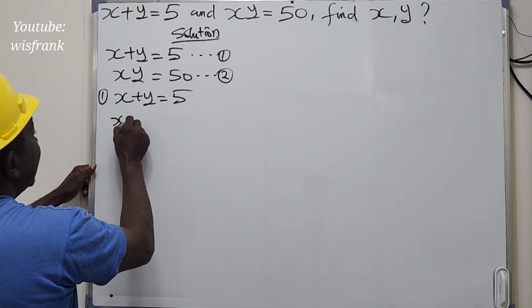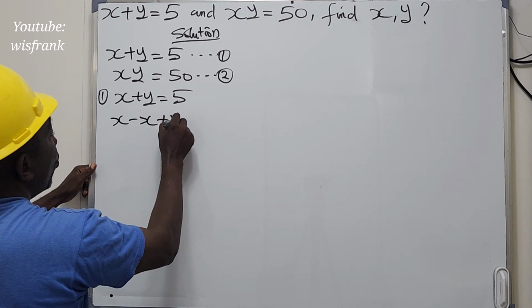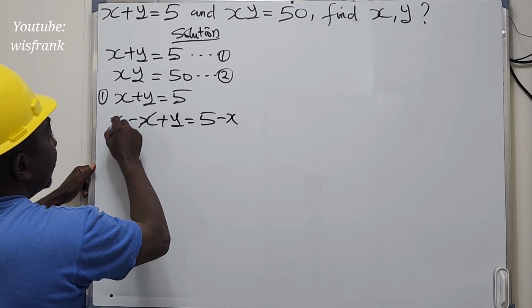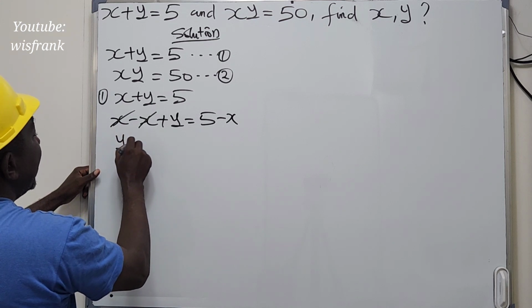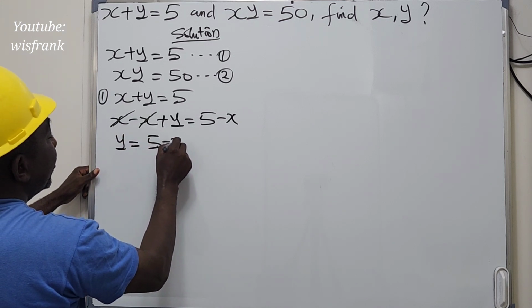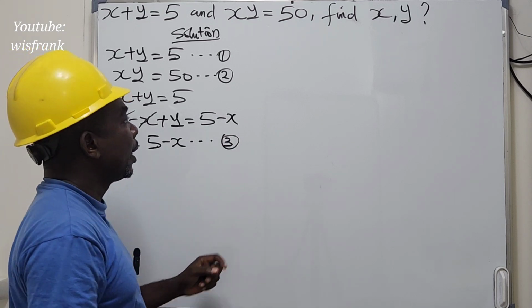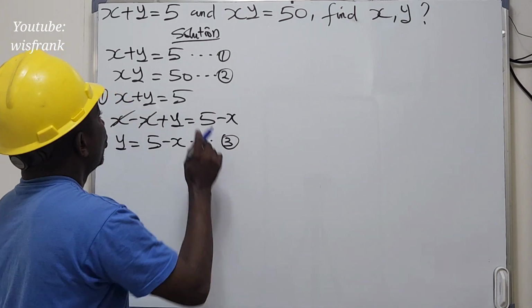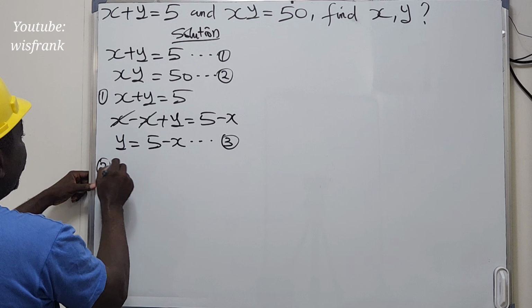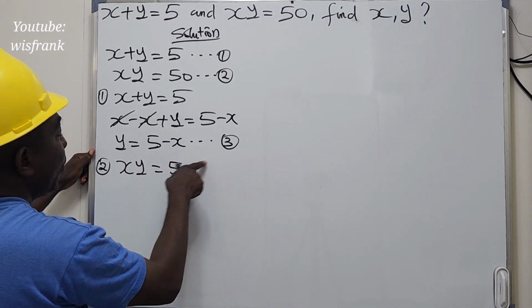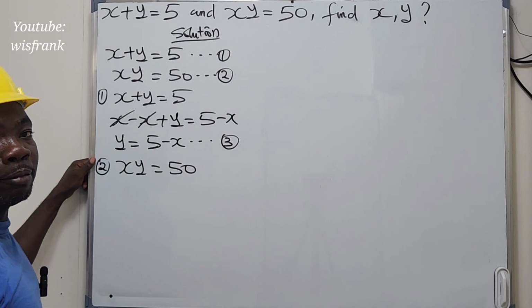So we have x minus x plus y equals 5 minus x. Here, x will cancel. Therefore, we are now left with y equals 5 minus x. So we call this equation 3. From here, let's look at equation 2. From equation 2, we have xy equals 50. Then from equation 3, we have our value of y as 5 minus x.